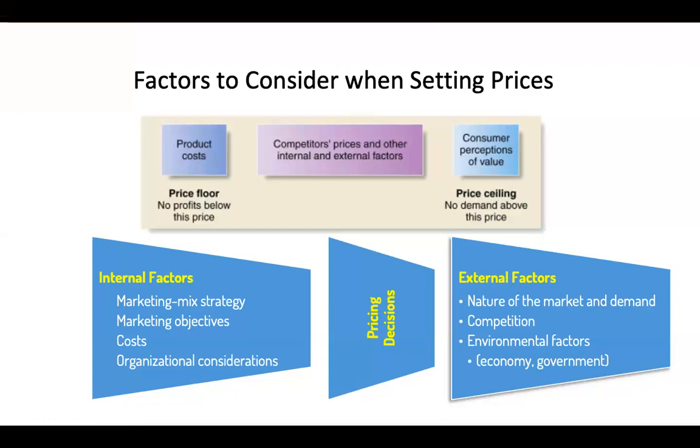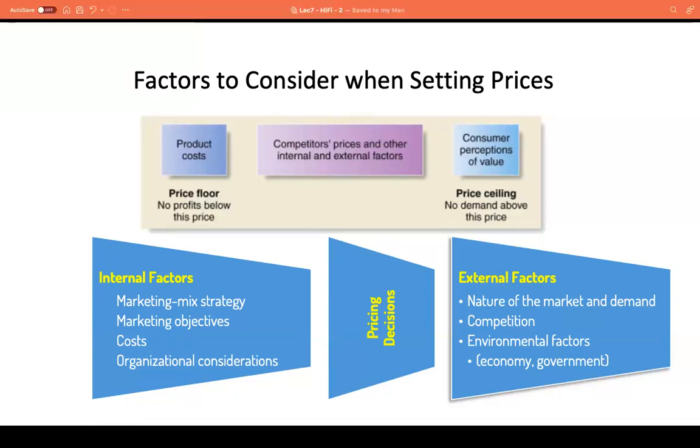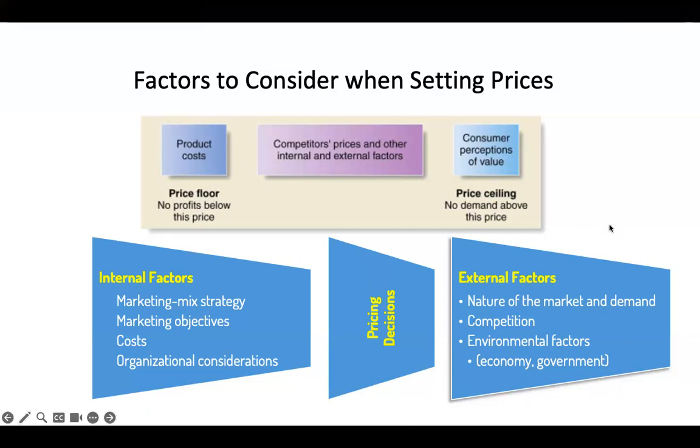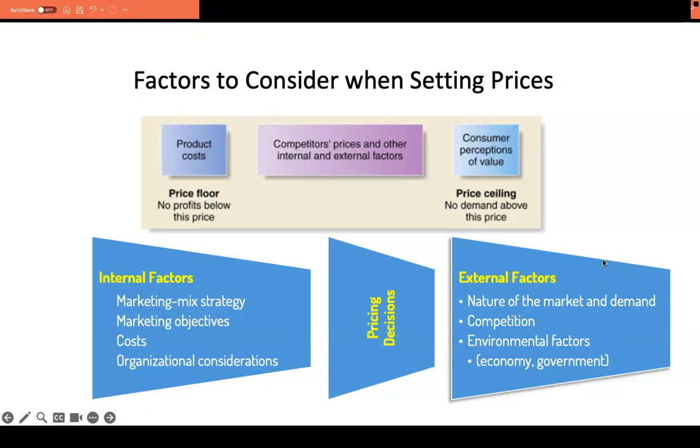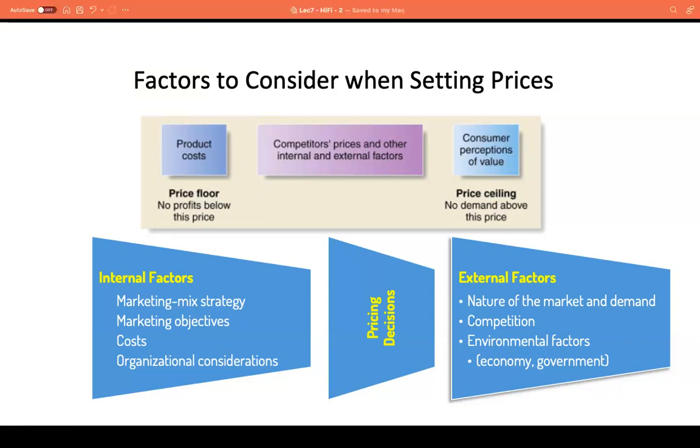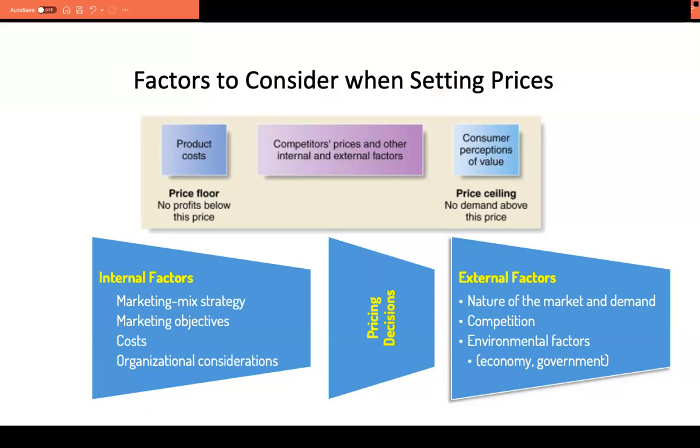Okay, so what about the external factors? The external factors could include the nature of the market and demand, as well as the competition, and the environmental factors like the economy or the government. So understanding the demand for the product or service is, of course, crucial. So we should consider factors such as customer preferences, purchasing power, market size, as well as trends.